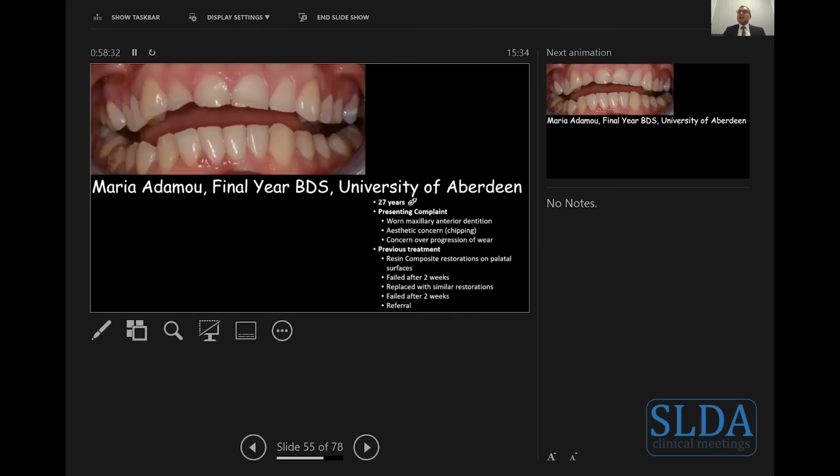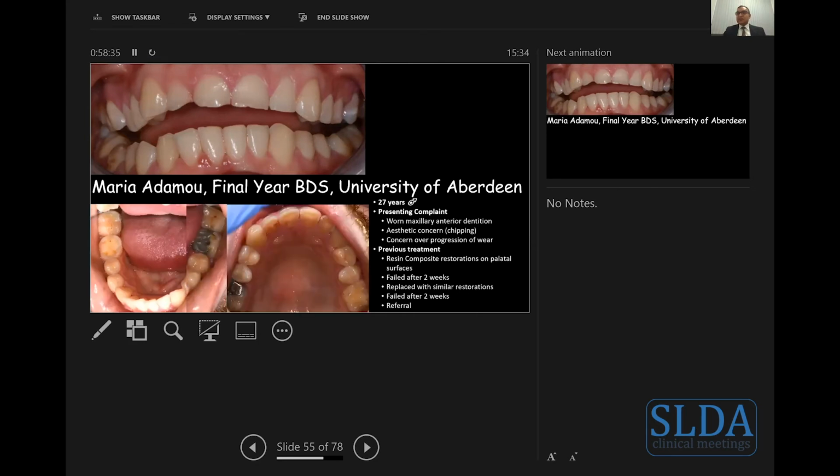In this case, it's interesting to see that this case came back from our primary care environment, and the patient's history suggested that resin composite restorations were placed on the palatal surface and the incisal surfaces to improve the appearance as well as to take care of the erosive lesions of the tooth. However, 2 weeks after the clinician placed the restorations, they came off, the patient went back, and they were replaced. And again, after 2 weeks, the restorations came off.